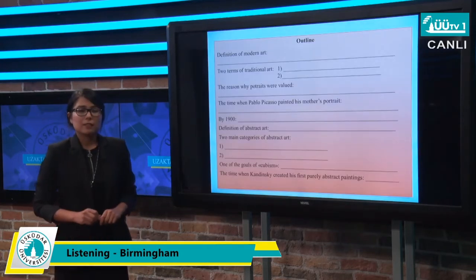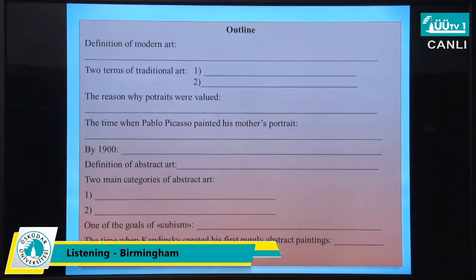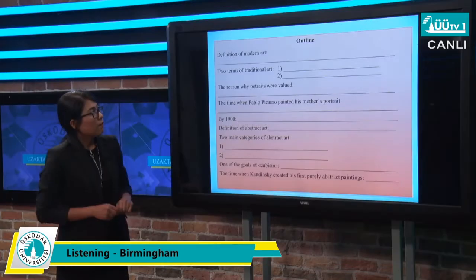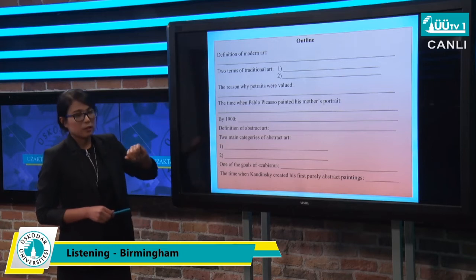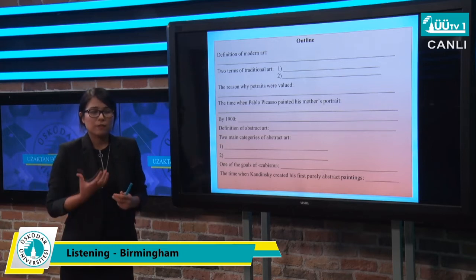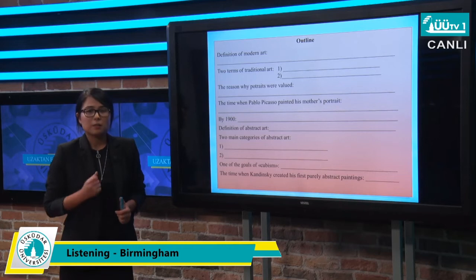Okay, now we're gonna start our unit lecture. Before we start with listening, I want you to look at this outline sheet. We have several statements in these outline sheets. Let's read them one by one and understand them. First, definition of modern art. In this one, you have to write the definition, what modern art means.